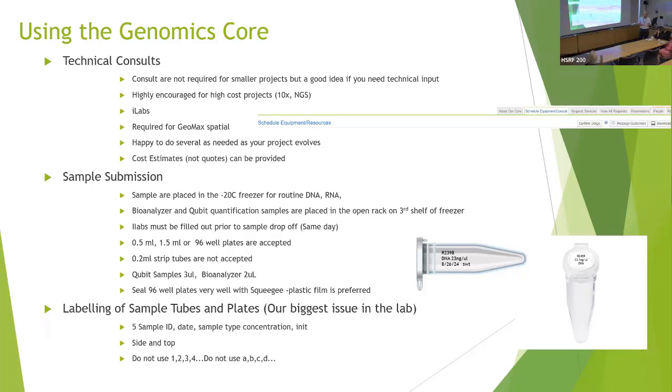So samples are submitted in 0.5 mL and 1.5 mL tubes or 96-well plates. Please don't come to our lab with 0.2 mL tubes. There are contamination nightmares on every level. We don't even have 0.2 mL thermocyclers in our lab because of contamination issues. So Qubit samples 3 microliters, Bioanalyzer 2 microliters. Just make sure you do that.